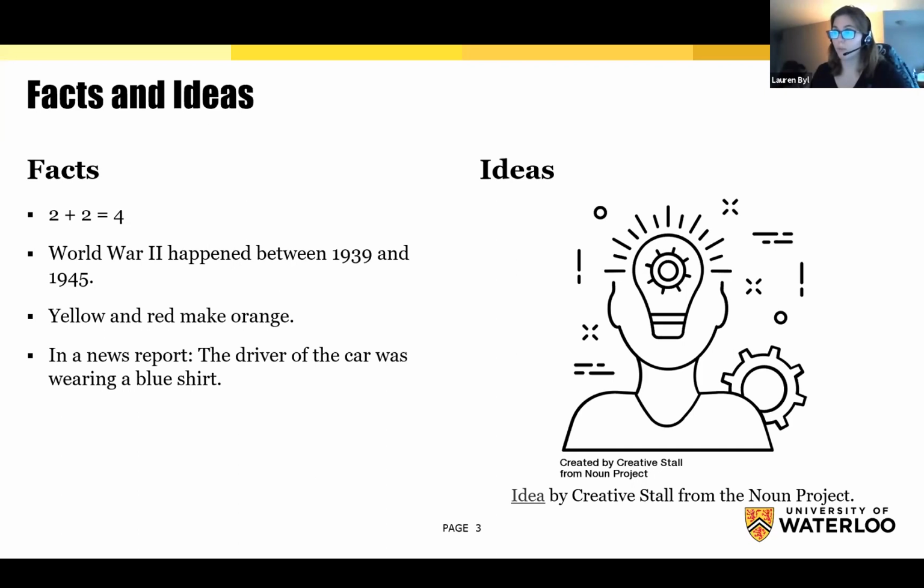Facts or ideas aren't copyright protected. So a good example of that is something simple like a mathematical equation, a fact like yellow and red make orange, but perhaps in this context you might be thinking of something like a fact of what happened in a news report, like the driver of a car was wearing a blue shirt. That fact on its own is not copyright protected. The news article is, so the curation of all of the facts that happened around that accident in the report would be copyright protected, but the individual item is not.